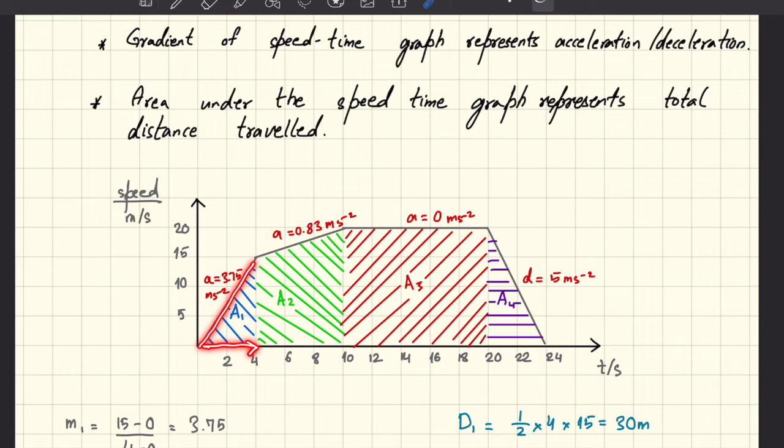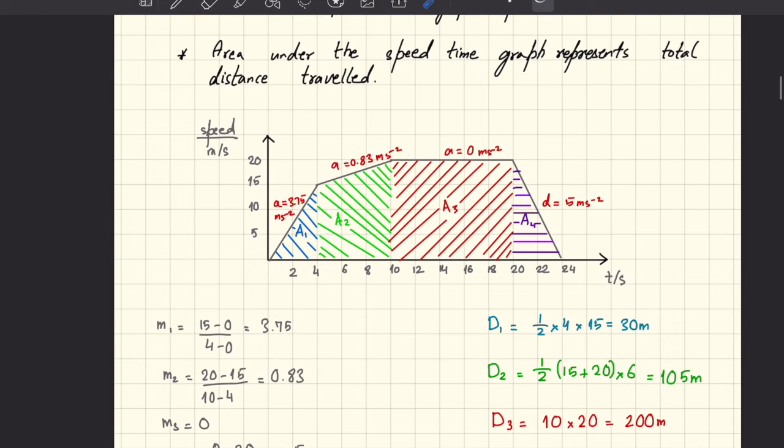If I look at this particular segment, which is from 0 to 4 seconds, and I need to find its acceleration, then I'll read the two coordinates, 0 and 0. The other one is 4 and 15. And then I can find the gradient by using the formula y2 minus y1, in this case v2 minus v1, over x2 minus x1, in this case t2 minus t1. So that gets me the acceleration for this particular section.